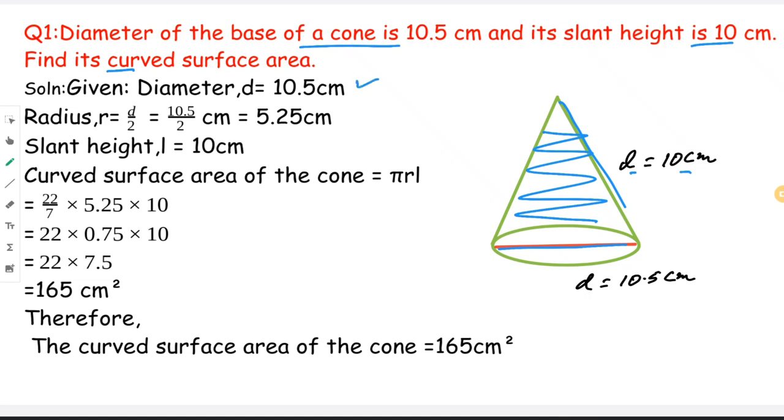Diameter is given, so to find the radius, it has to be divided by 2, and I'm going to get this much. Slant height is given, then the curved surface area of the cone formula is pi r L. Pi is 22 by 7, radius is 5.25, and the slant height is 10, which I've written here. Then I can divide 7 by 7, then 7 times 0.75 is 5.25. When you multiply these two, you'll get 7.5, and when you multiply 22 into 7.5, you're going to get 165 centimeter square, which will give us the curved surface area of the cone.